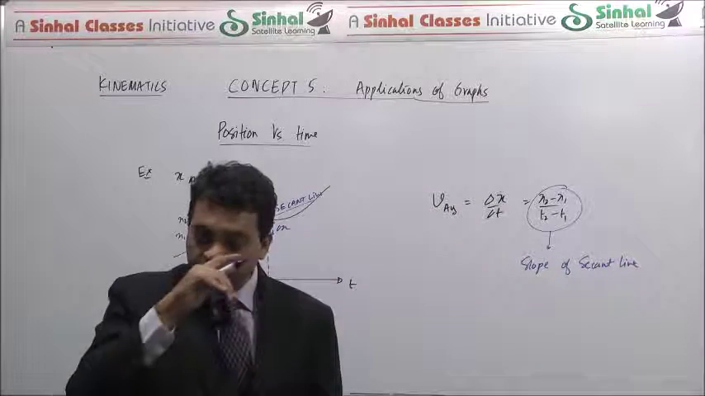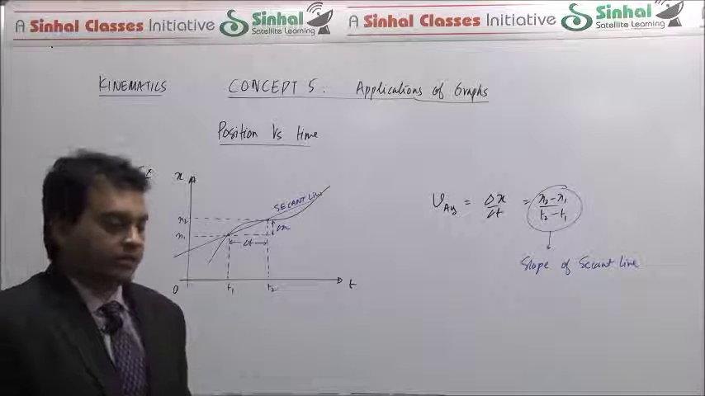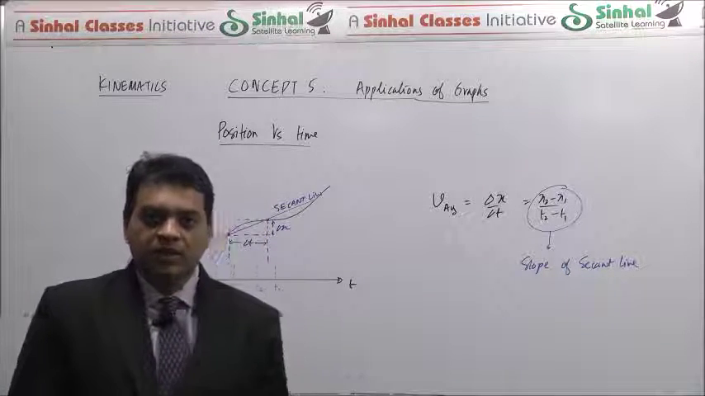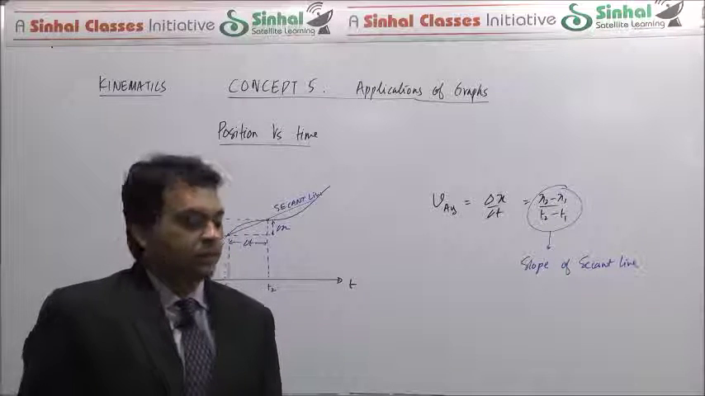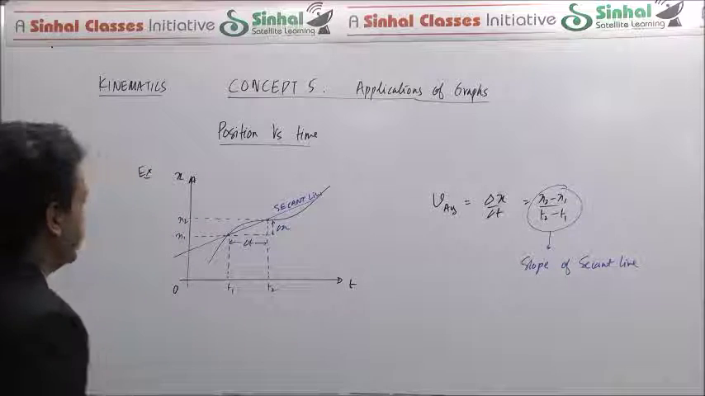So given a graph, if you want to calculate the average velocity between two instants of time, all we have to do is draw a secant line between those two instants of time and calculate its slope. So that's the first concept.